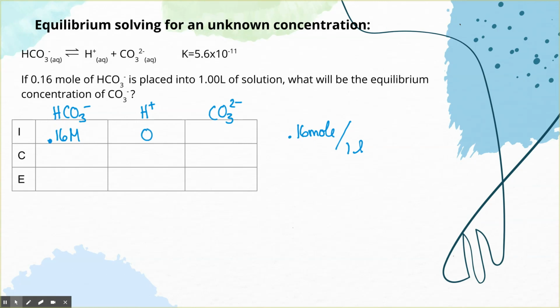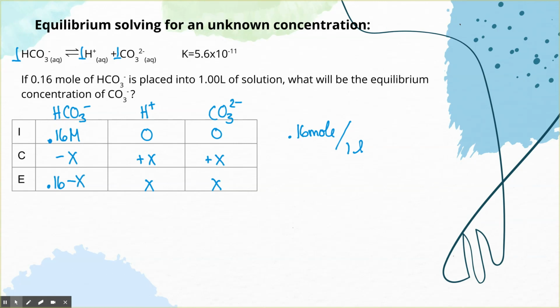Remember, in the very beginning, we never have any product, so we put zero for the products. And then what's going to happen is we're going to gain some products. I want you to notice that I'm looking at the coefficients. All the coefficients are 1. Since all the coefficients are 1, I'm allowed to go minus x because we're losing reactants, and we're gaining products, so it's plus x, which will end up giving us x, and then 0.16 minus x.